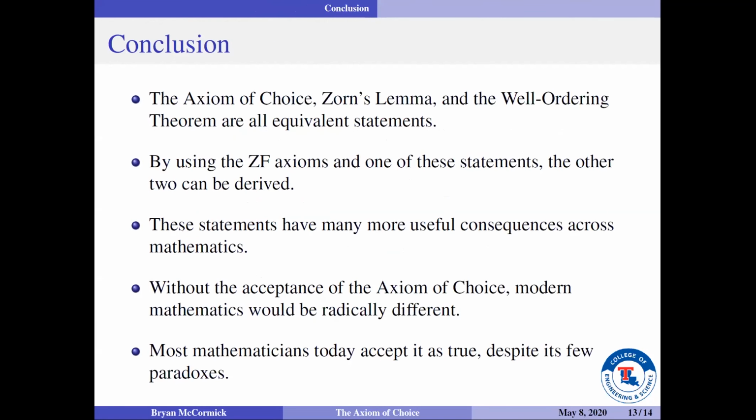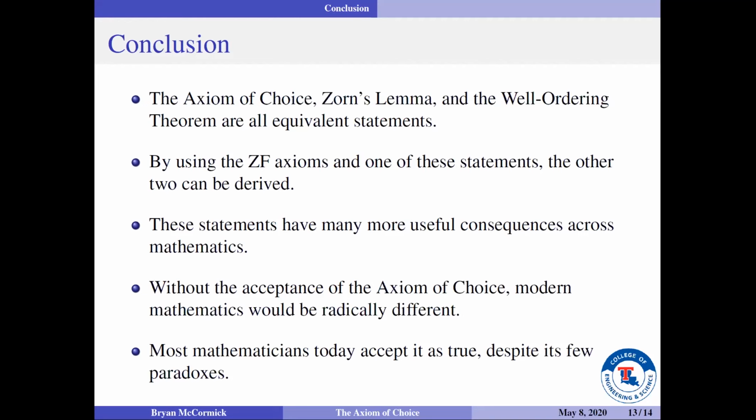So in conclusion, you might be wondering, these theorems and lemmas and axioms seem kind of unrelated. How do they all come together? Well, it turns out that the axiom of choice, Zorn's lemma, and the well-ordering theorem are all equivalent statements. This means that by using the ZF axioms of set theory and one of these statements, you can prove the other two. And these axioms, lemmas, and theorems all have many more consequences and equivalent statements across many fields of mathematics.